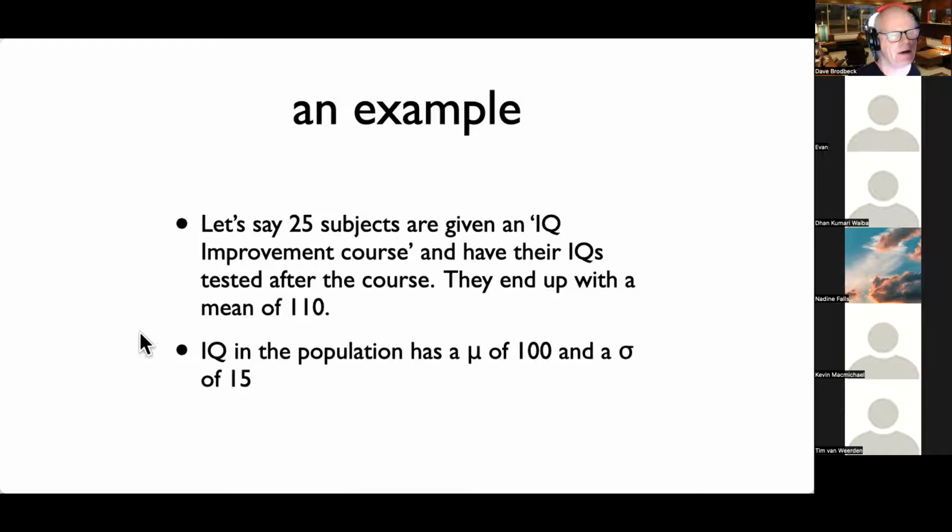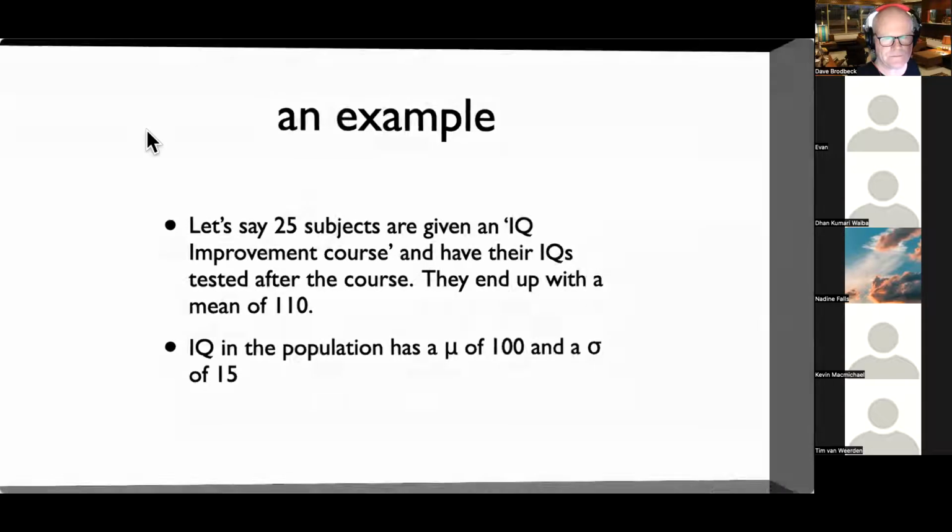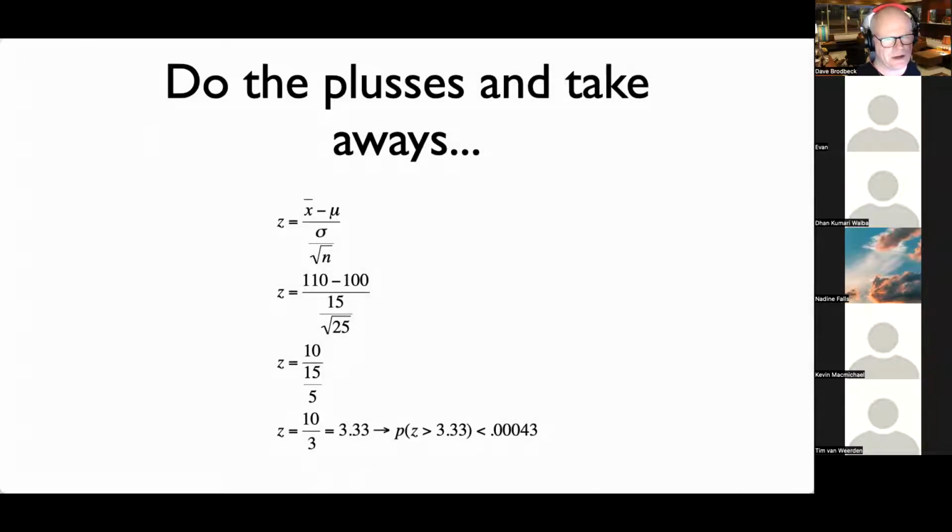Now we know that IQ in the population has a mean of 100 and a sigma, a standard deviation, of 15. That's just a thing. That's just the way the world works. Okay, cool. So let's work this out. So we're going to do some pluses and takeaways, as I say here.